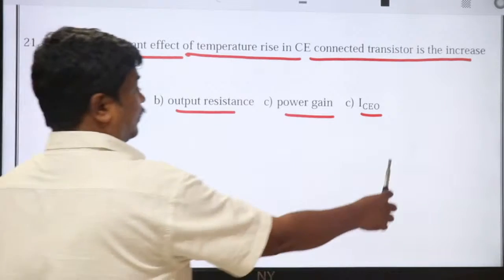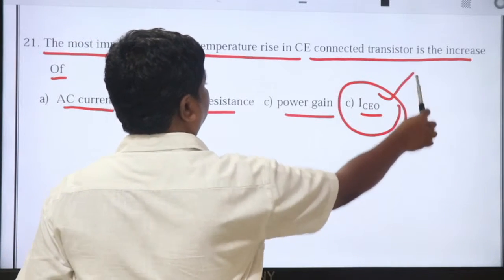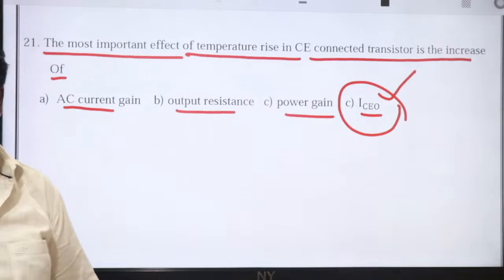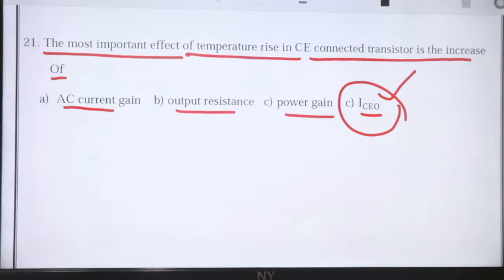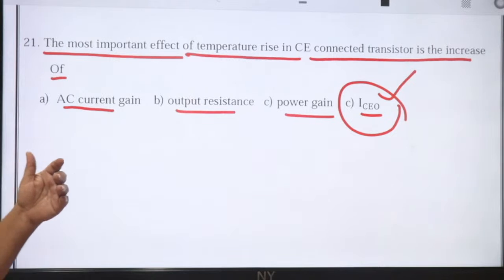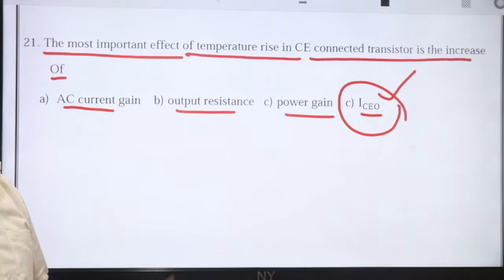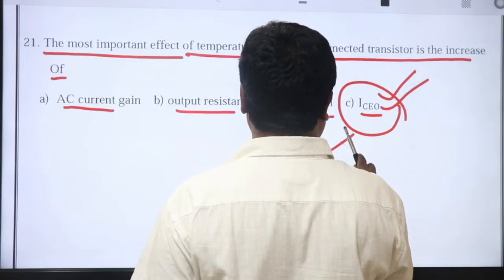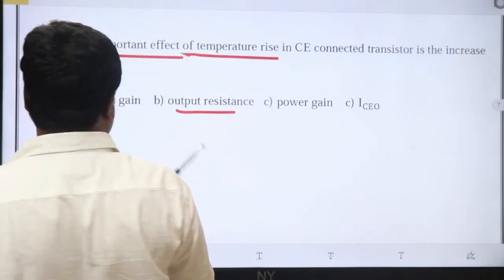ICO will be the answer. Okay, ma? Right? Because I already told you, IC naught is equal to (1 plus beta) times ICO. The thermal runaway problem will take place because of this one. So that's why that's the question.